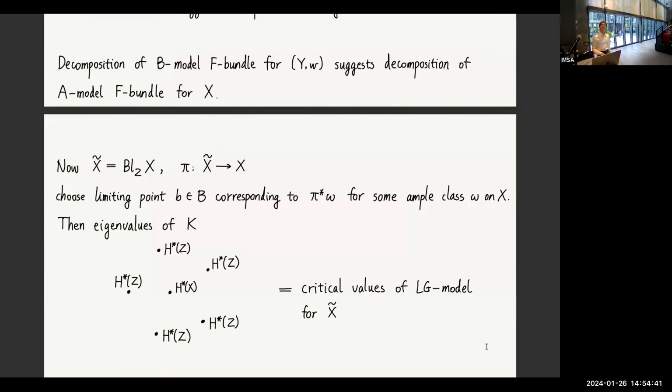Then we can compute the eigenvalues of this quantum operator K at this limiting point. When we try to compute this eigenvalue, we only need to compute the Gromov-Witten invariants that are vertical curves, curves that project to a point under this map, and that's not hard to compute. From this computation, we can see that the eigenvalues of this quantum operator K at this limiting point consist of 0 and then some roots of unity.